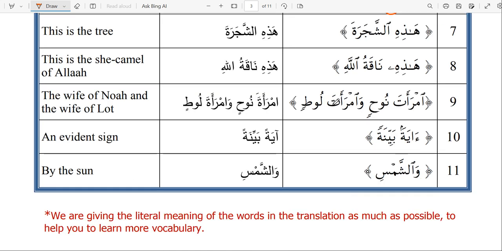Now here we see hazihi shajaratu. As you can see, this is lam shamsiya. So many lam shamsiya coming. So hazihi shajarata. And this is a feminine noun. That's why the demonstrative pronoun for femininity is taken. Shajara is tree, and this noun is feminine in Arabic. How do we know? The ta marboota is there.